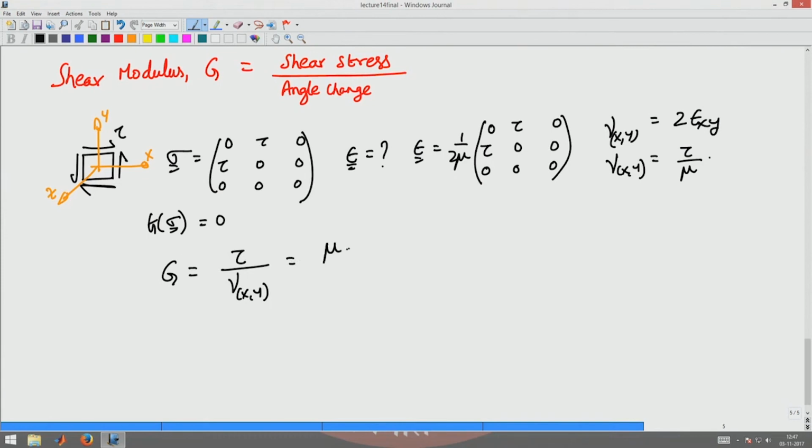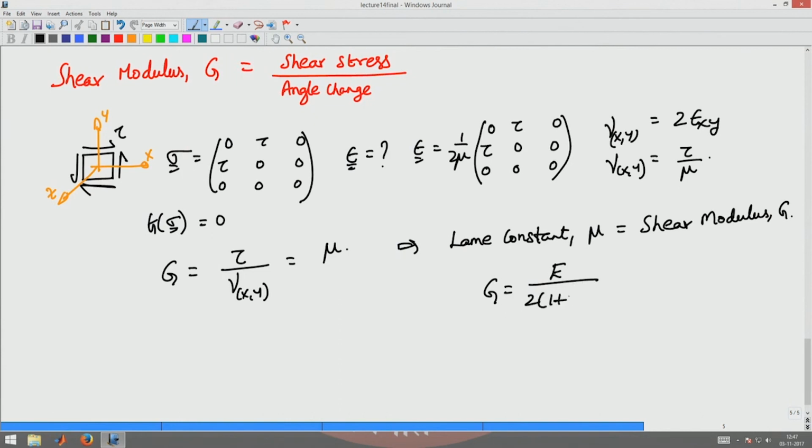nothing but mu. Okay. From here you get to understand that the Lamé constant mu is nothing but the shear modulus G. Okay. Now, from the expression for mu that we had before, you can relate the shear modulus to the Young's modulus also through the equation G equals E by 2 into 1 plus nu, okay, from the previous expression that we had for mu, the Lamé constant.